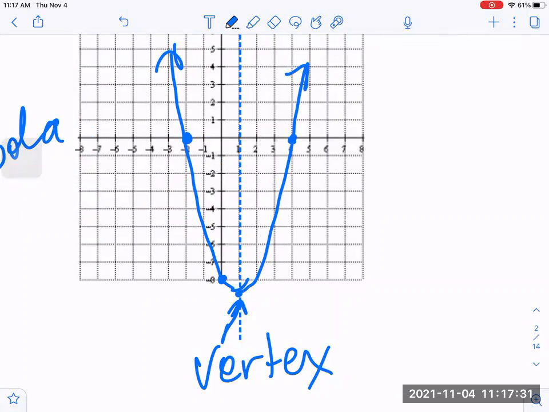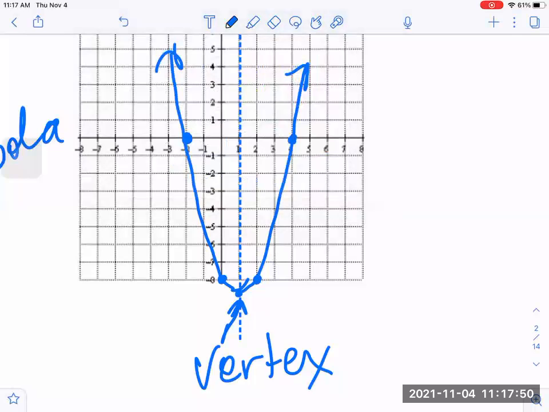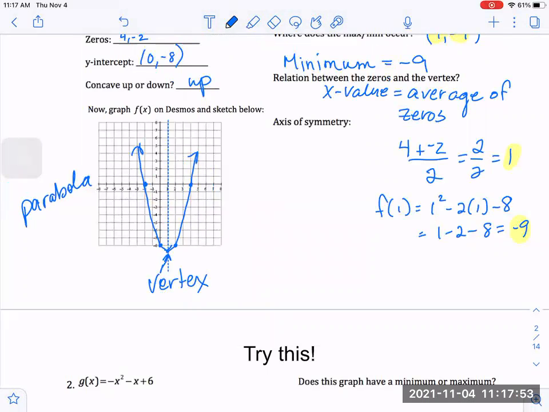And the nice thing about it is, if I know that my y-intercept's at -8, that means I have a point 1 to the left of that axis of symmetry. I'm also going to have a point 1 to the right of that axis. Make sense? The axis of symmetry is a line, and you would write it x equals 1, which is the x coordinate of the vertex.